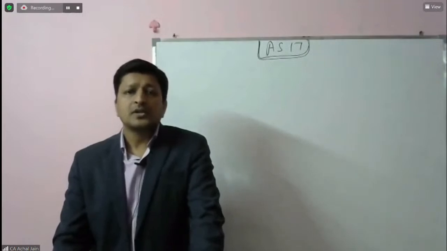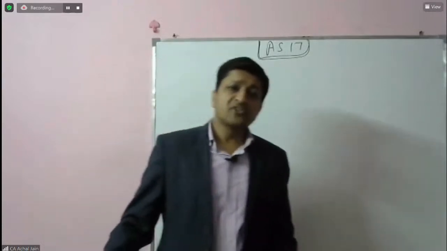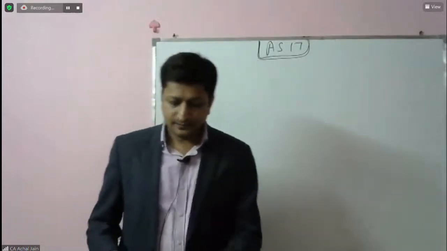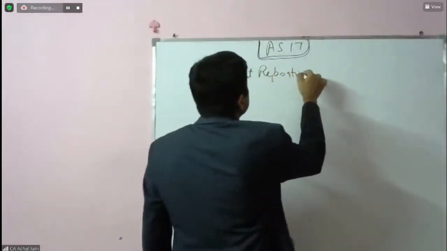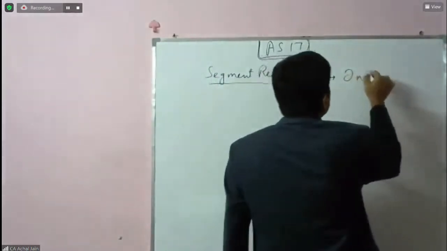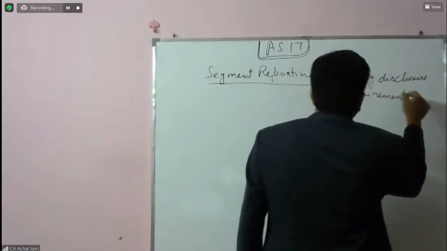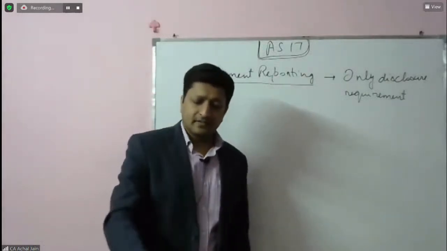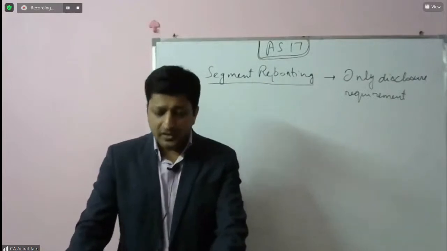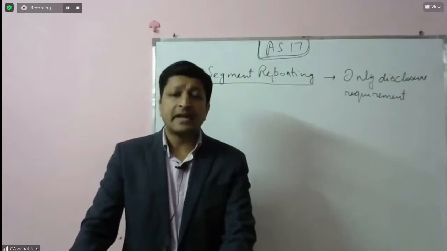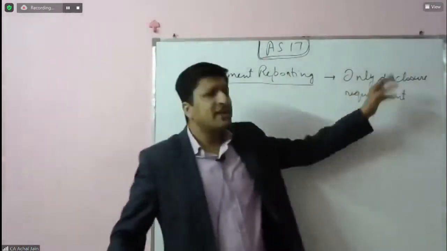AS17 talks about segment reporting. Once again, we have a standard which deals only with the disclosure requirements. So that means, similar to AS18, the related party standard which we discussed, we are not going to cover anything in relation to recognition, measurement, presentation in this standard. Why? Because this standard doesn't talk about any of these. This is once again a standard which is only for the disclosure requirements.